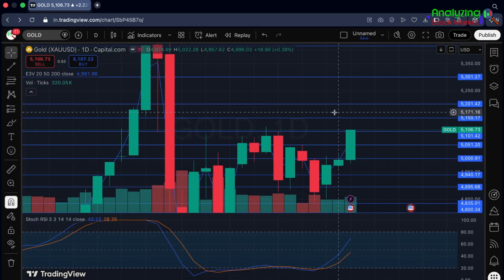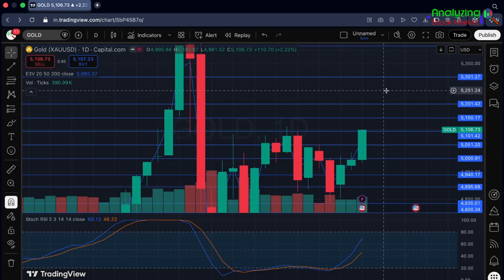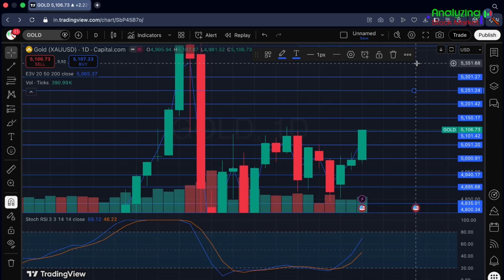So currently, as you can see, some important support zones and resistance zones are already marked. Some zones I am marking above these levels. You can mark these as well on your chart.